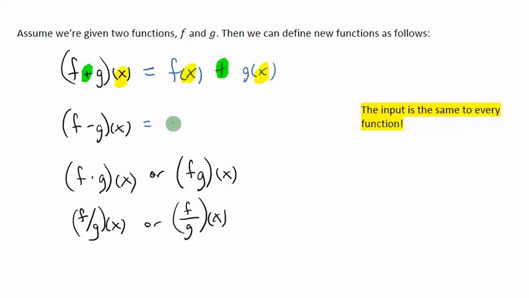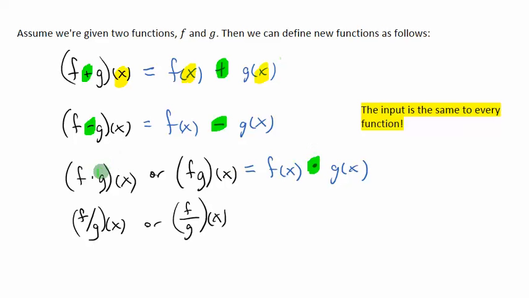So similarly here, you feed x to the f machine, you feed x to the g machine, and then you subtract those two outputs. You feed x to the f machine, you feed x to the g machine, and then you multiply the two outputs. And finally, you feed x to the f machine, you feed x to the g machine, and then you divide the two outputs. Okay, so that's how these functions are defined.